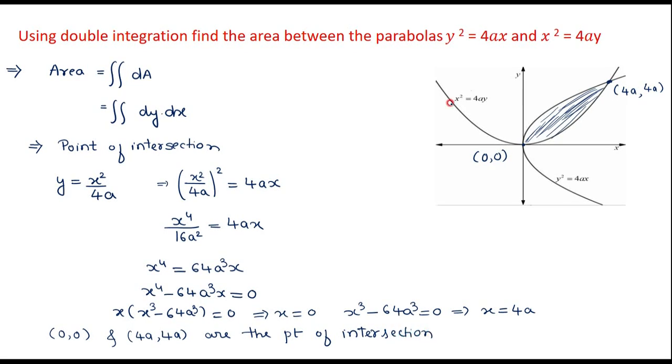After finding the points of intersection, either keep x as constant and y as a variable, or take y as the constant and x as a variable. Here I am going to take x as the constant. So in the bounded region, x varies from 0 to 4a. This is the point 4a comma 0. x varies from 0 to 4a.